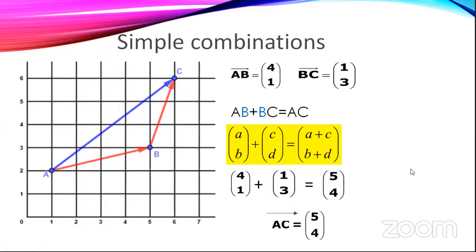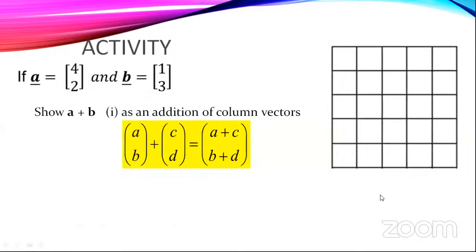All right, so you know what is going to happen now, Mrs. Johnson Burrell, is that we're going to give them one on their own. So if the vector A is equal to 4, 2, and the vector B is equal to 1, 3, we want you to show that A plus B is an addition of the column vectors. And then we're going to ask you to do something else, but I want you to first show us what A plus B would result in.